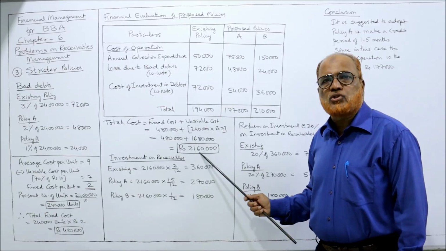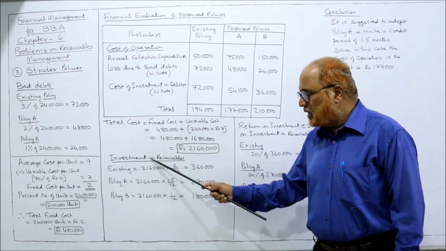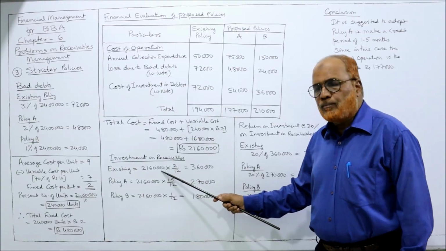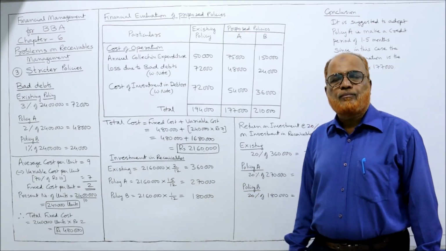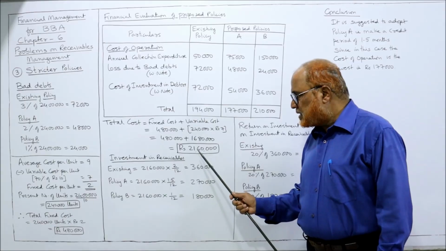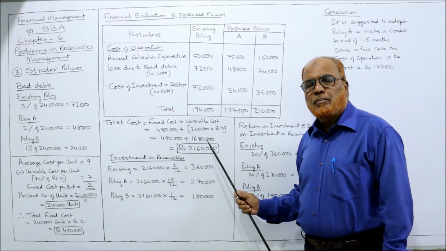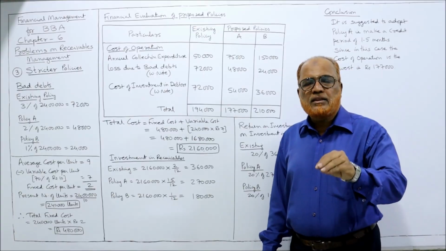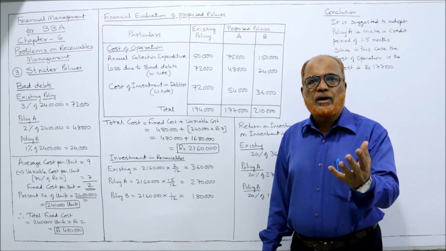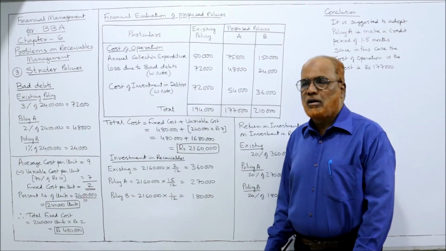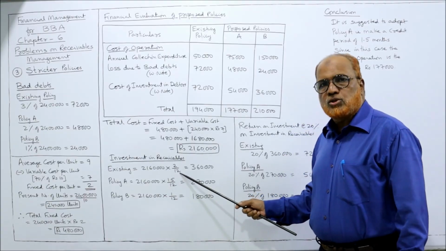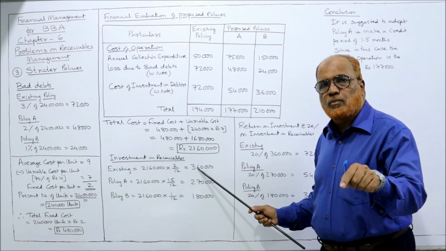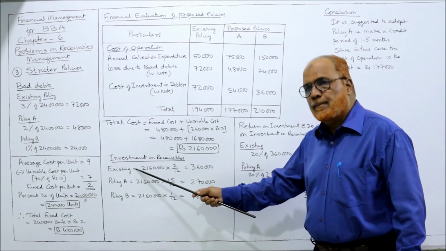For 2 months, how much? Here I have calculated. Investment in receivables. Total cost 21,60,000 into 2 by 12. Because for 12 months, it is 21,60,000. But we don't require 12 months. We want only 2 months. 2 महीने तक पैसा ब्लॉक है, तो 2 महीने का इन्वेस्टमेंट कितना होगा? तो 21,60,000 into 2 by 12, 3,60,000. This is the investment in receivables in the existing policy.